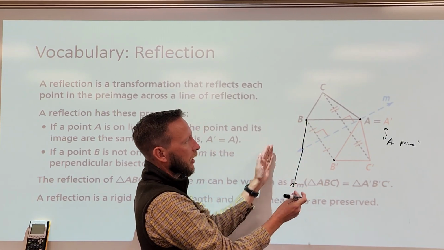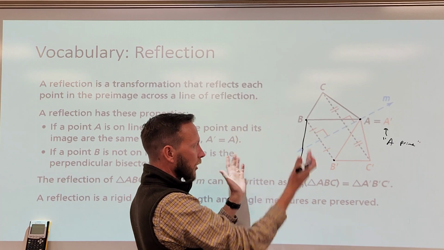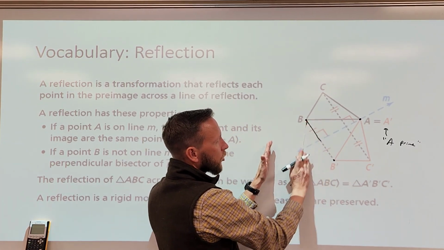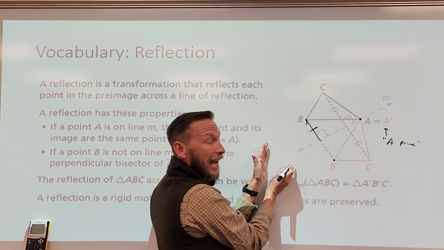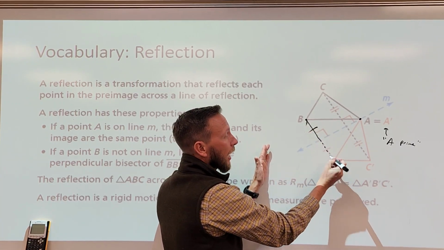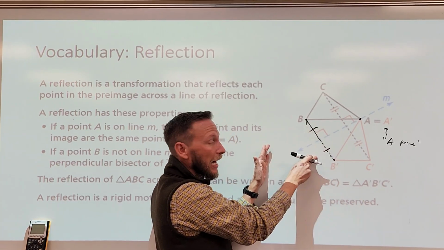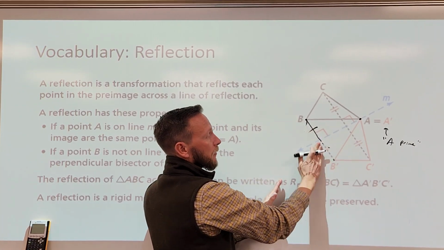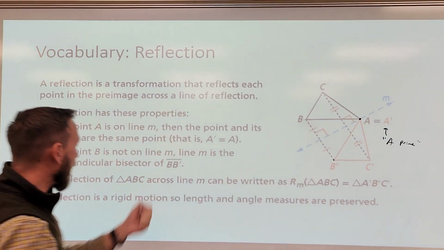Here's where B prime is. You don't just draw it vertically or horizontally or whatever. You draw that segment perpendicular to that line of reflection, and then you copy it onto the other side, having the same length, the same distance away, equidistant from that line of reflection. All right, so there's a lot happening here.